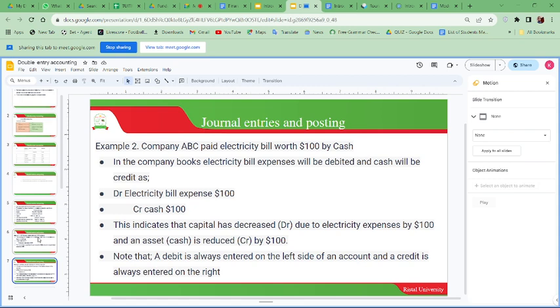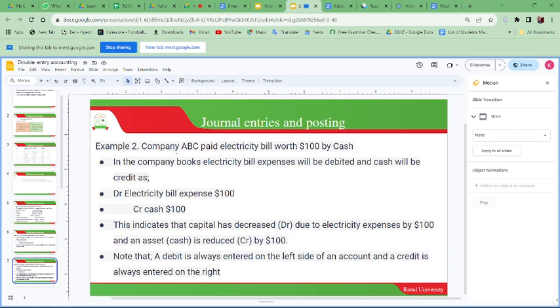So let's look at example 2. A company ABCD paid an electricity bill worth 100 USD by cash. So in the company books, electricity bill, which is an expense, will be debited, and cash will be credited, because the company paid electricity, which means electricity is gaining. There is an increase in electricity because electricity is the one taking cash out of the business.